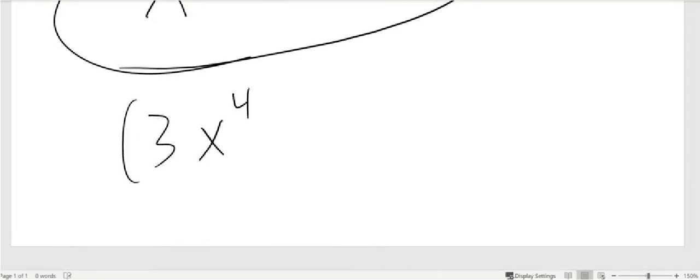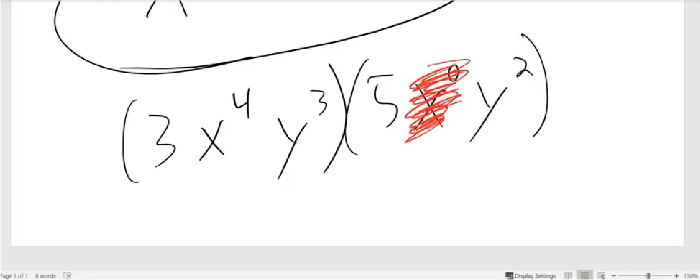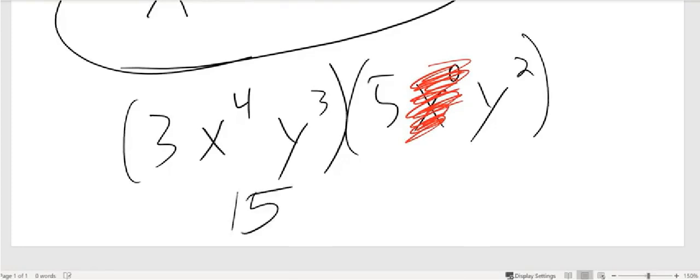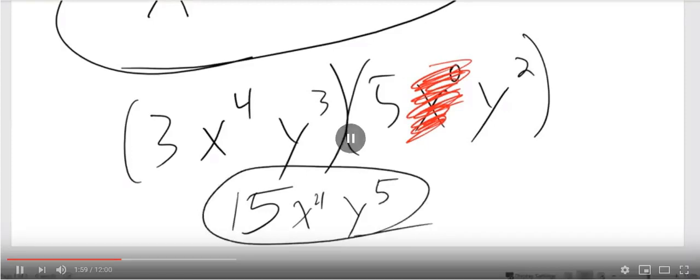So here, we got 3x to the fourth times y to the third times 5x to the 0, y to the second. So there you go. I see an x to the 0. So the first thing I would have done is just scribble it out like it doesn't even exist. Doesn't change the problem or anything. So now we're multiplying. So we should multiply 3 times 5 just like normal. You get 15. We're not going to get 8. You just multiply. So now I have the x to the fourth, but I have nothing on the right side. So that's why x to the fourth is my answer. I have y to the third on the left and y squared on the right. Add them together and get y to the fifth.